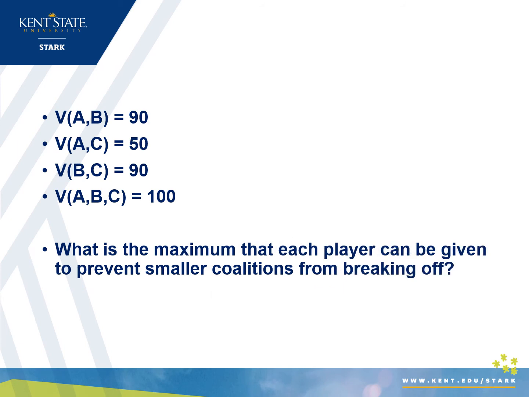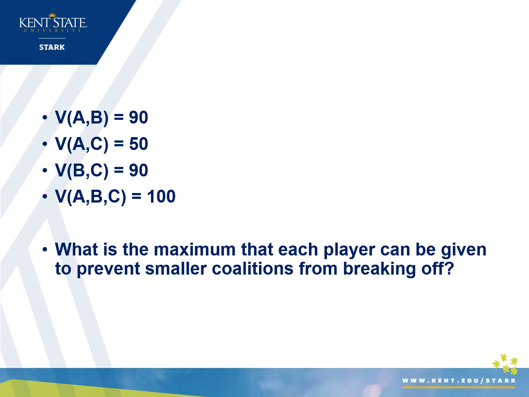What about these payoffs? Now we need to think about what would keep A and B together from just breaking off. After all, if A and B together break off, then they would get 90. Okay, that's a pretty good chunk right out of that 100. If A and C broke off, they'd get 50, and if B and C break off, they would get 90. Now what this ends up doing is providing us with a maximum that is available for each player, given the possibility of these smaller coalitions breaking off.